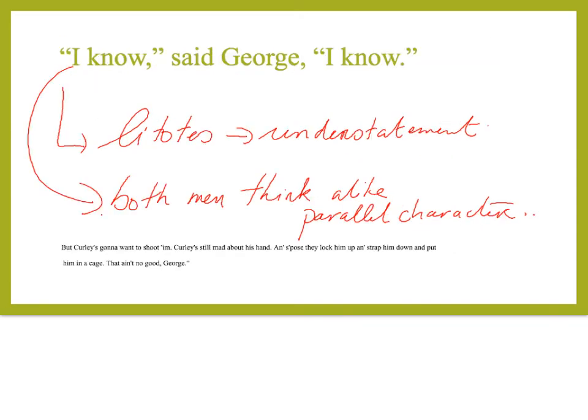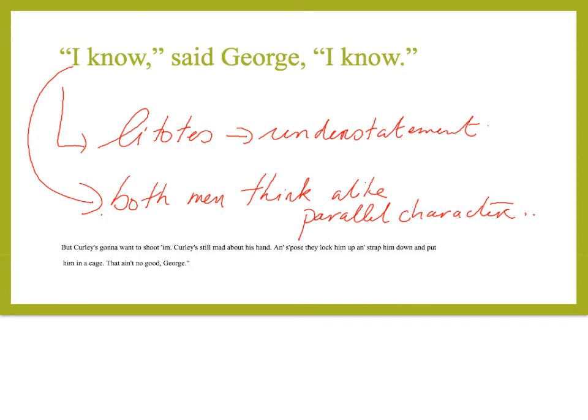Now, in relation to this, Slim has talked about what will happen to Lennie if the others get him, and they'll put him in a cage, and he says, that ain't no good, George. Remember that phrase, we repeated it from chapter 3 when George says it to Slim, and now Slim says it back to George. And here what you have is deliberate understatement. I know, said George, I know.